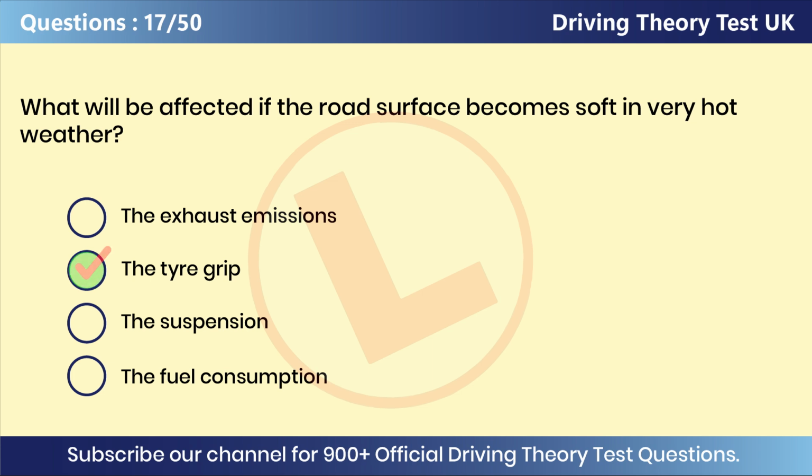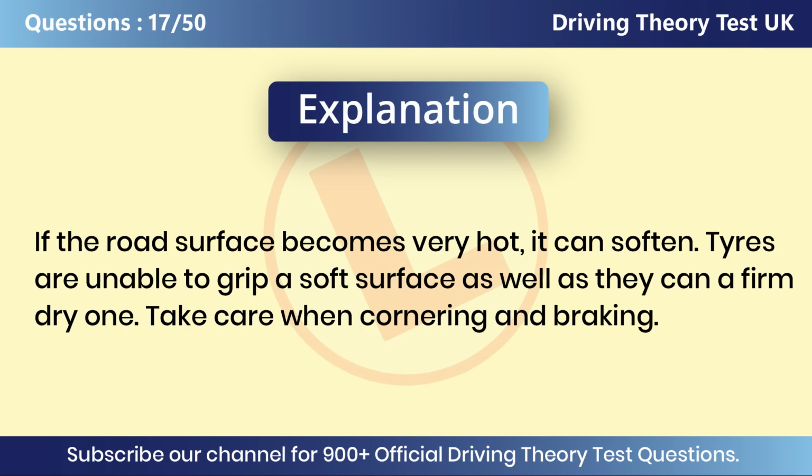B. The tire grip. If the road surface becomes very hot, it can soften. Tires are unable to grip a soft surface as well as they can a firm dry one. Take care when cornering and braking.